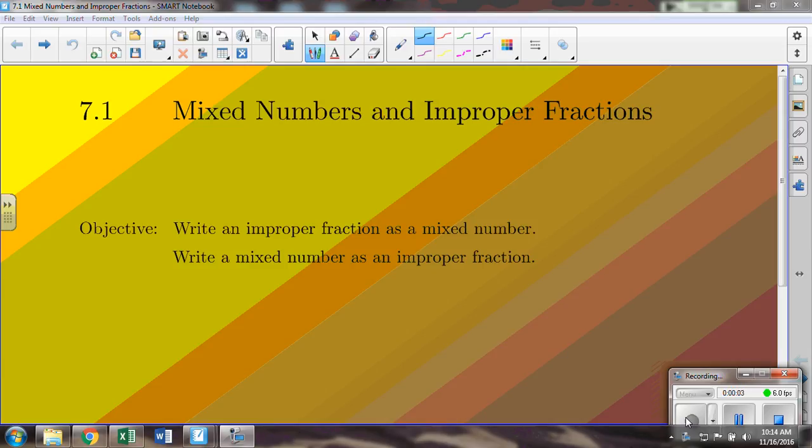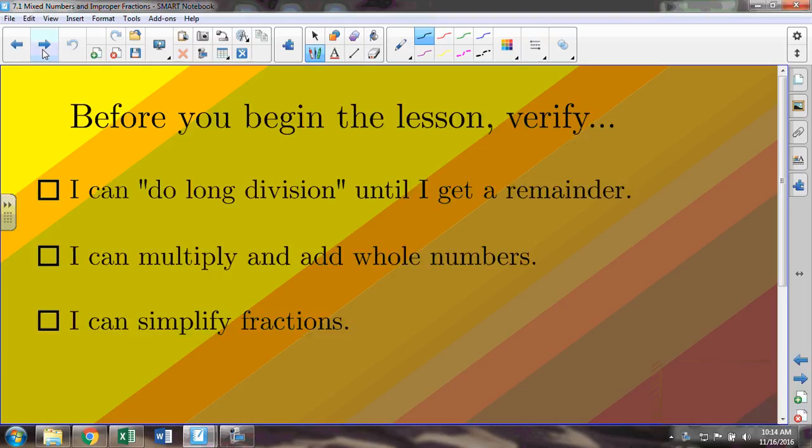In this lesson, we're working on mixed numbers and improper fractions, and in particular, we are going to convert back and forth between the two. Our objectives are to take an improper fraction and write it in its mixed number format, and to go backwards, take a mixed number and write it as an improper fraction, just converting between the two.